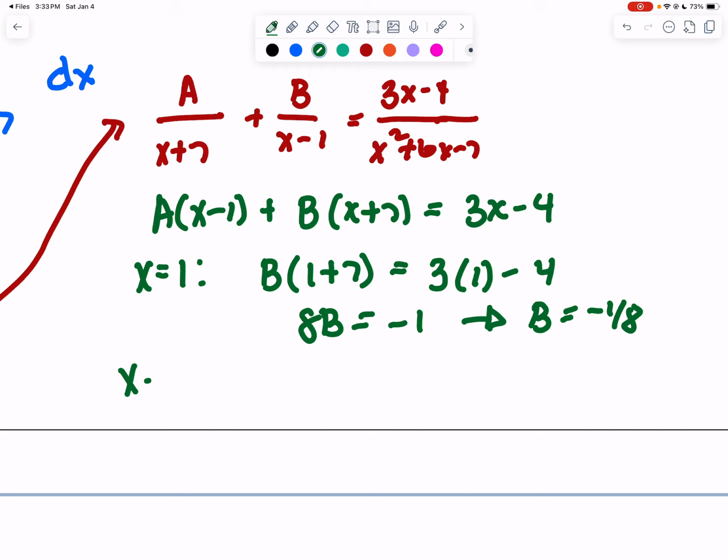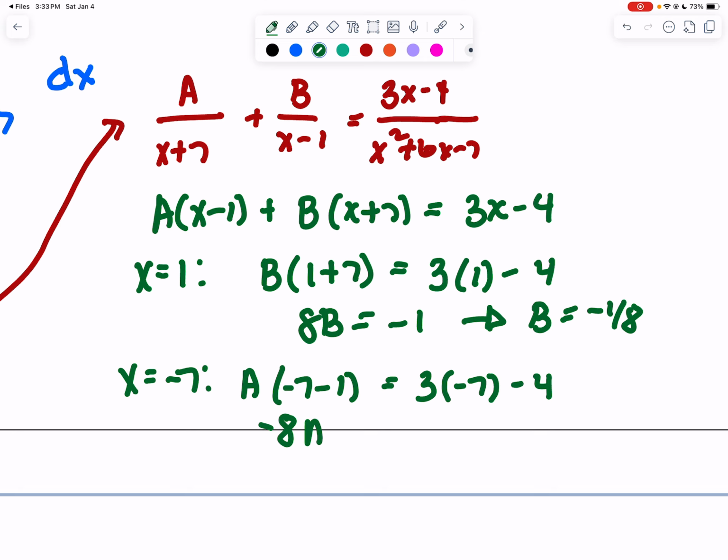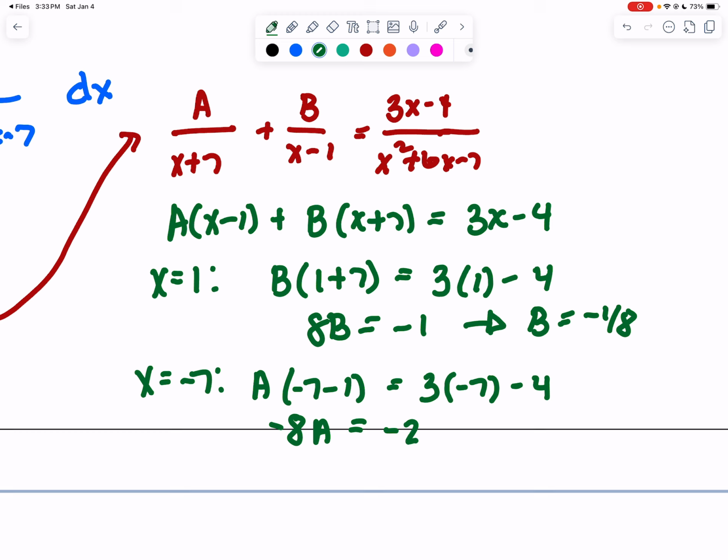If I pretend that x is negative 7, I'm going to have a(negative 7 minus 1) is equal to 3(negative 7 minus 4). So that's going to give me negative 8a is equal to negative 25. Solve for a, I'm going to get 25 over 8.